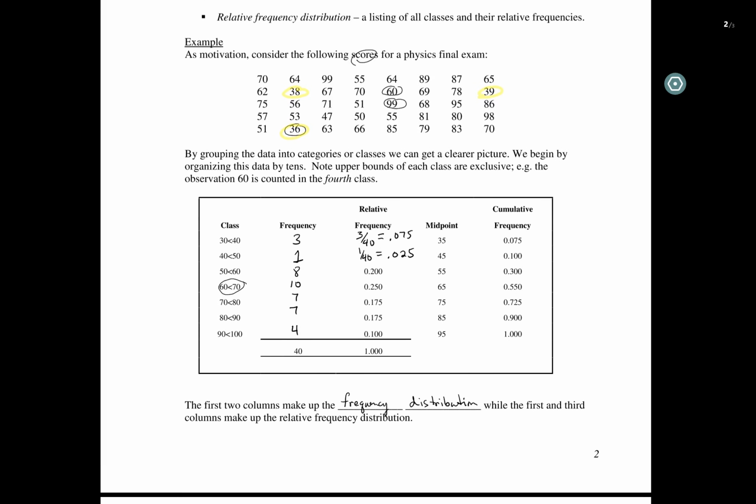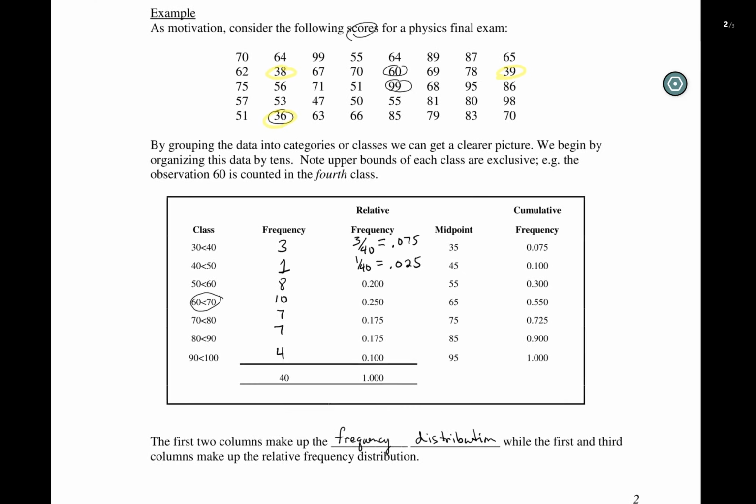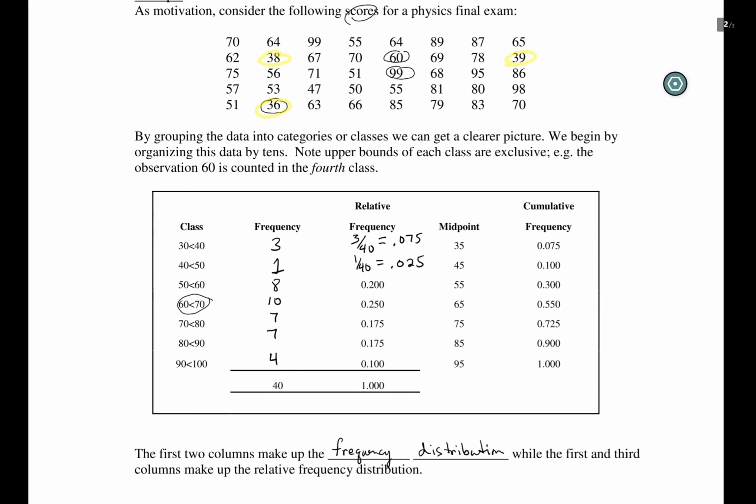So this short lesson deals with grouping data, some important terms here, but the final thing that we look at is this idea of what's called a frequency or relative frequency distribution. It's a very useful way to summarize and get a better picture of what the data is all about.